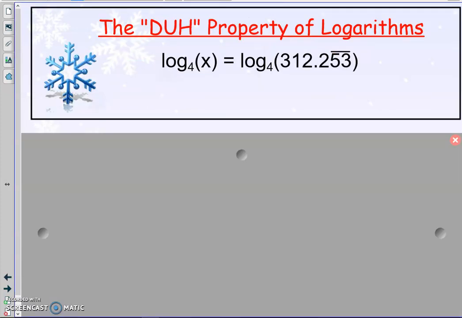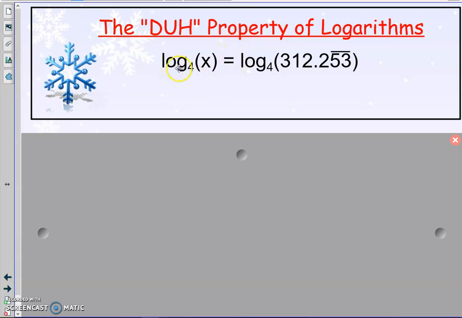So we'll come back to this page in just a second. But this is a property of logarithms. It has a technical mathematical name. It's called the one-to-one property of a logarithmic function. But I like to call this the duh property. And this is basically what it says.